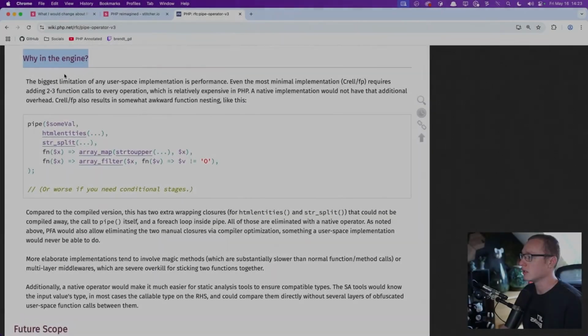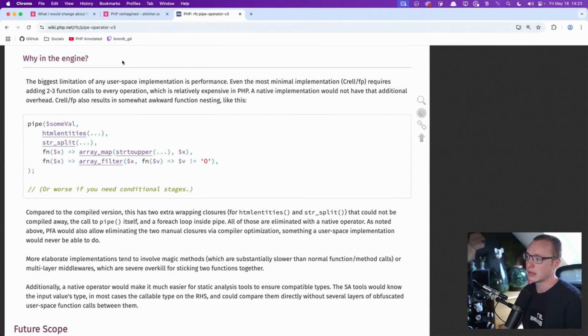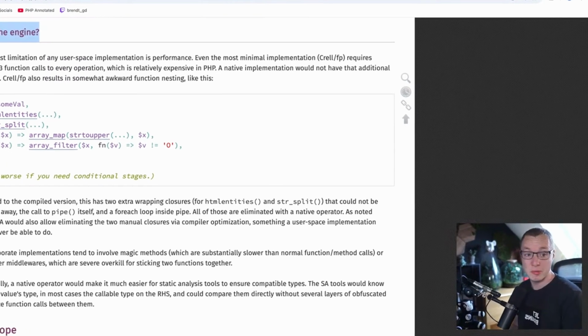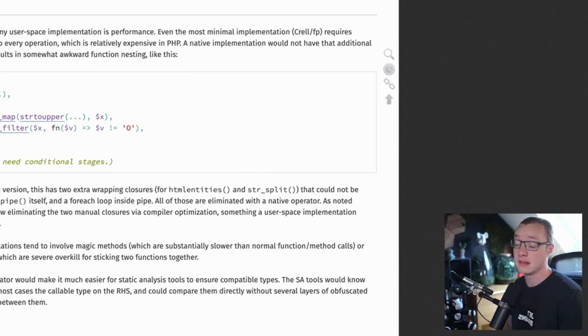Why is it in the engine? Yeah, and this is good that Larry includes this in the RFC, because I remember from the previous RFCs, this was a question that was asked. And it kind of makes me annoyed when people ask this question. Why do we add anything in the engine at this point?